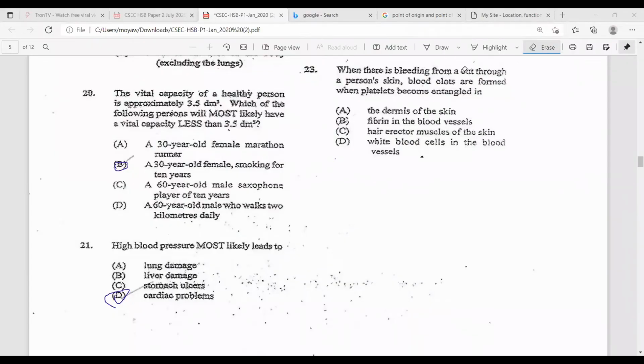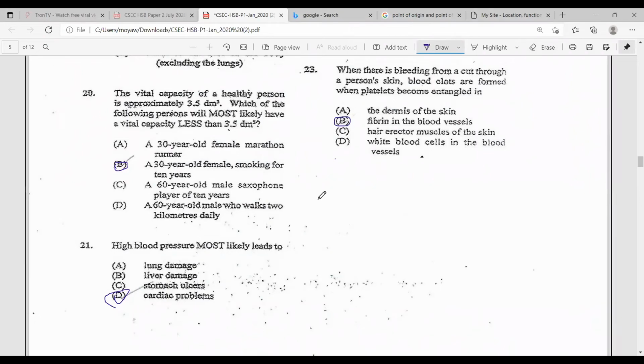When there is bleeding from a cut through a person's skin, blood clots are formed when platelets become entangled in. So we have A, the dermis of the skin, B, fibrin in the blood vessels, C, hair erector muscles of the skin, D, white blood cells in the blood vessels. So for this one, the best option would have been fibrin in the blood vessels because we're talking about blood clotting, and we're talking about the platelets, and with blood clotting, the fibrin helps to clot the blood.